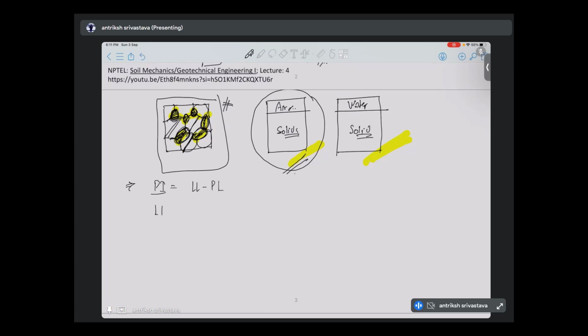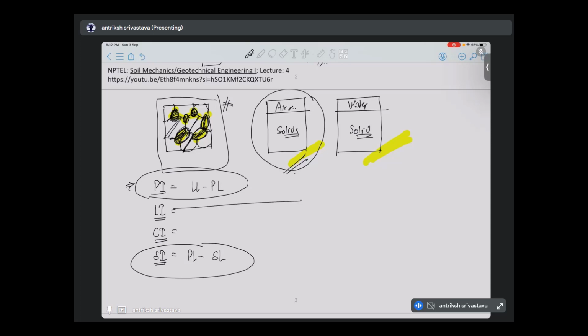What is liquidity index? Can anyone tell what is liquidity index? There is liquidity index, consistency index, and shrinkage index also. Shrinkage index and plasticity index are pretty similar. Plasticity index is liquid limit minus plastic limit. Shrinkage index is plastic limit minus shrinkage limit. Now, these are fairly common questions that have been asked in GATE.